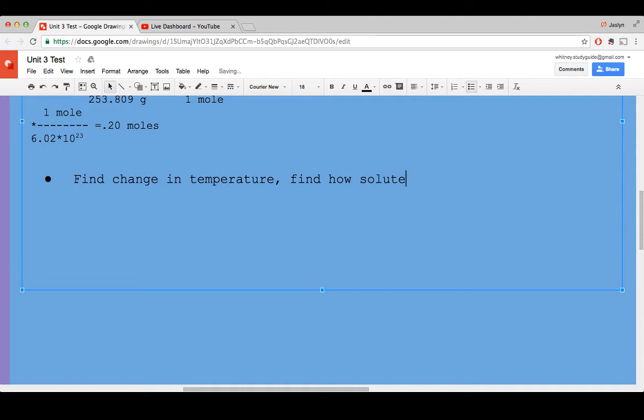It might be given in the problem, but just to make sure, he might throw something different. So you find how much solute, and then you just divide the solute by change in temperature so that you can get... just trying to get my notes.